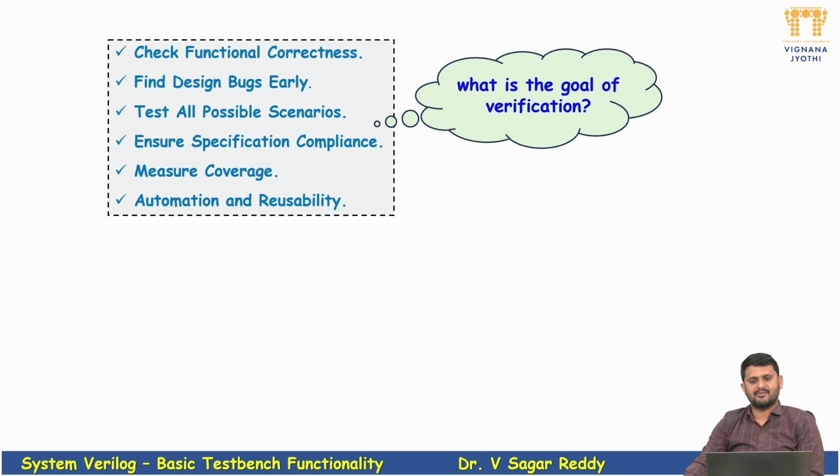Next is measuring coverage. Verification also checks whether we have tested everything or missed something. We use coverage metrics like code coverage, functional coverage, or assertion coverage to make sure all parts of the design and all scenarios are verified. And the last one is automation and reusability. Modern verification aims to make the test bench automated and reusable. Instead of writing manual test cases, we use randomization, classes, and reusable environments like UVM to save effort for future projects also. Verification gives us confidence that our design will work perfectly in real hardware.